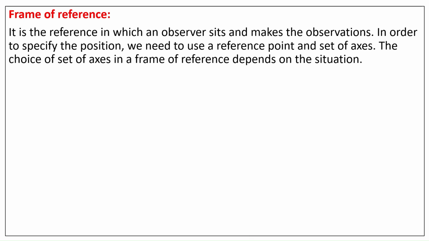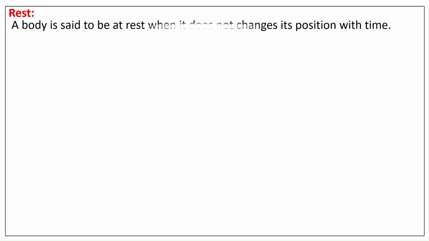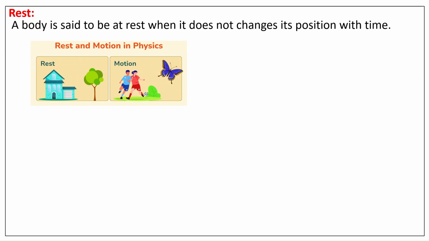Frame of reference. It is the reference in which an observer sits and makes the observations. In order to specify the position, we need to use a reference point and set of axes. The choice of set of axes in a frame of reference depends on the situation. Next, rest. A body is said to be at rest when it does not change its position with time.